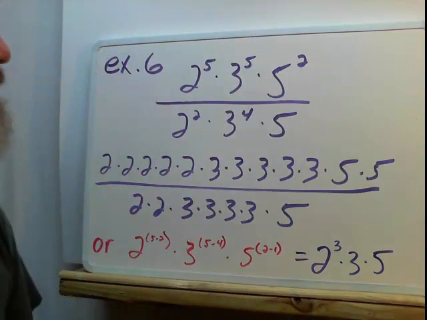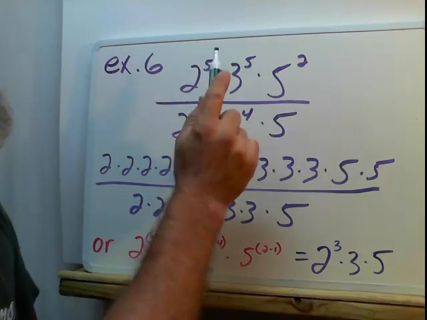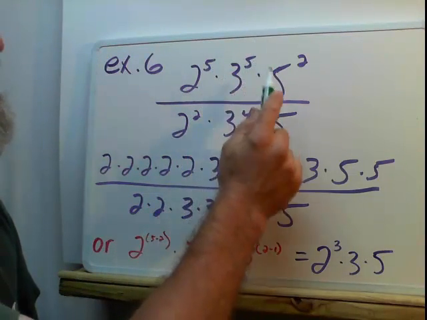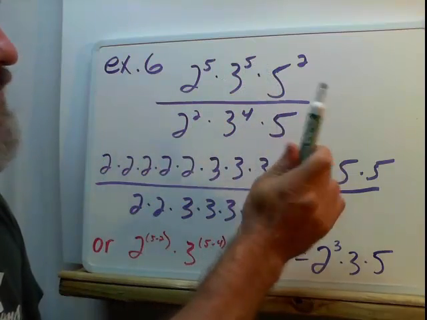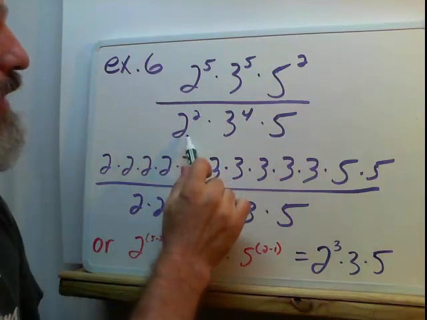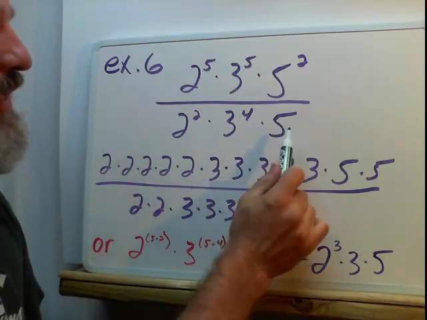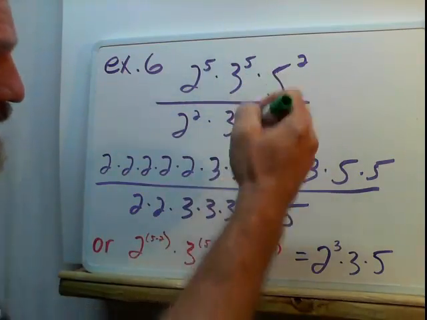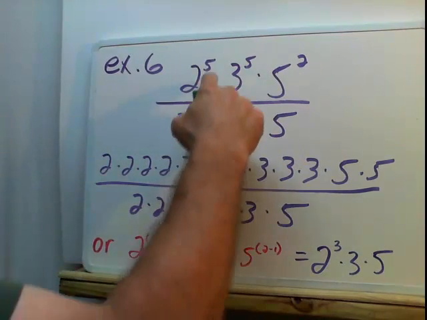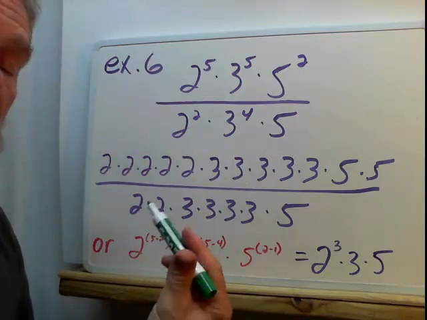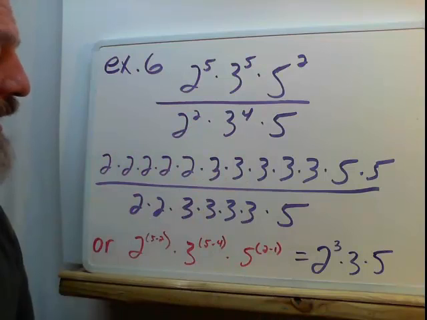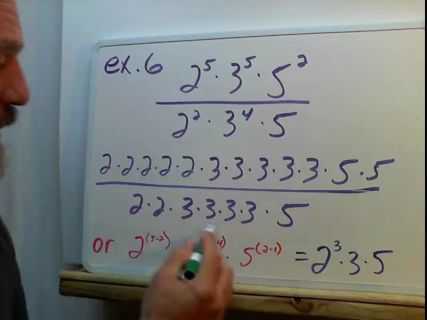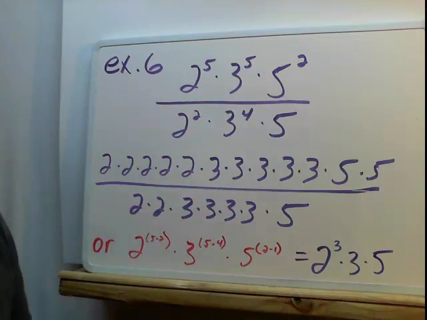Example number 6. We have 2 to the 5th times 3 to the 5th times 5 squared, all over 2 squared times 3 to the 4th times 5. This is a good example about the fact that you want to ultimately get to the red step here where we're just subtracting, or in the case of multiplication, adding exponents rather than writing this all out. But if you still need to write it out, go ahead.